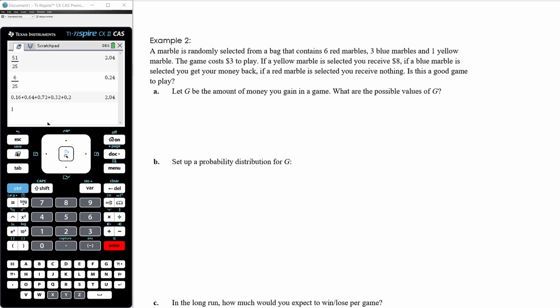So we want to first of all let G be the amount of money that you gain in a game. Okay, so it's not profit, it's your gain. Remember it costs $3 to play. If we get a yellow, we get $8, so that's a gain of $5. If we get a blue, we get our money back, so that's a gain of $0. And if we get a red, we get nothing, so that's actually a loss of $3.